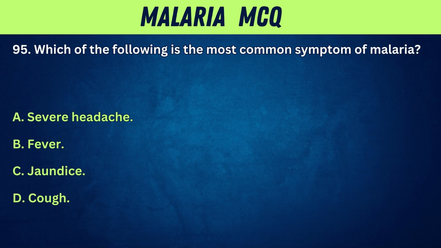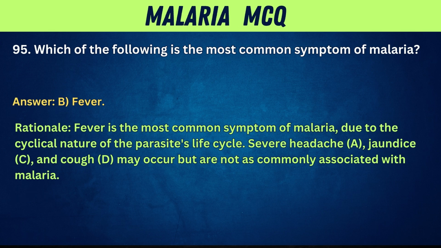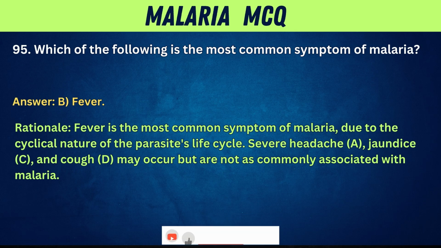95. Which of the following is the most common symptom of malaria? A. Severe headache. B. Fever. C. Jaundice. D. Cough. Answer: B. Fever. Rationale: fever is the most common symptom of malaria due to the cyclical nature of the parasite's life cycle. Severe headache, A, jaundice, C, and cough, D, may occur but are not as commonly associated with malaria.